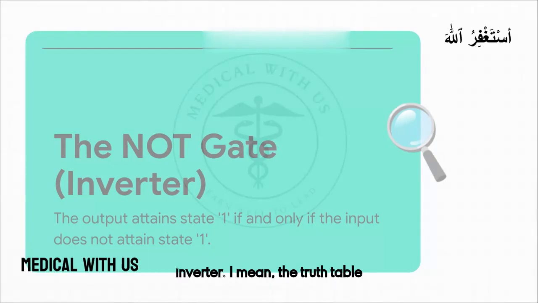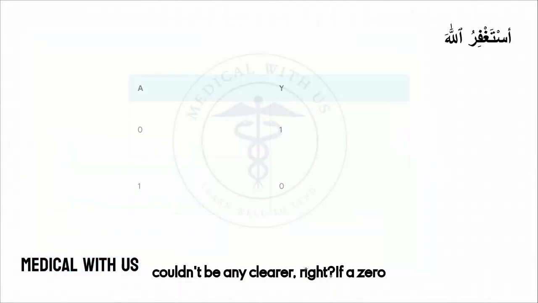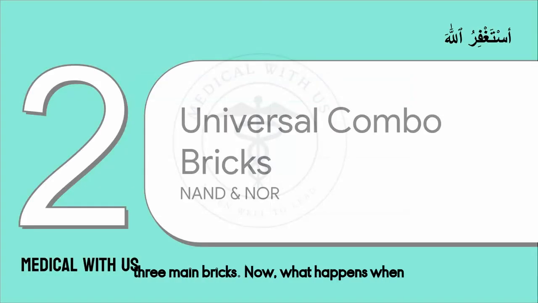It's an inverter. I mean, the truth table couldn't be any clearer, right? If a 0 goes in, a 1 comes out. If a 1 goes in, a 0 comes out. That's it. Its expression is Y equals NOT A, and you'll often see it written with a little bar over the letter. Okay, so we've got our three main bricks.